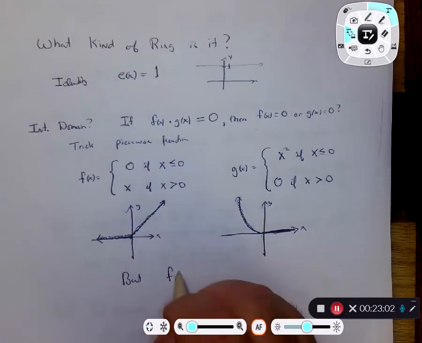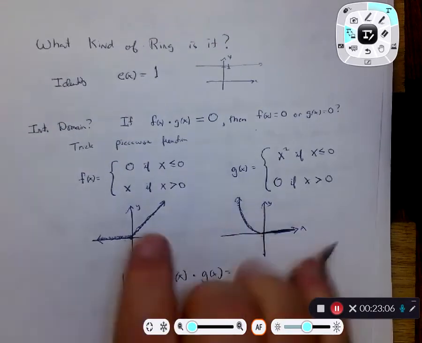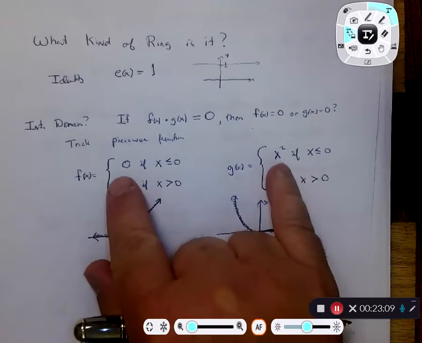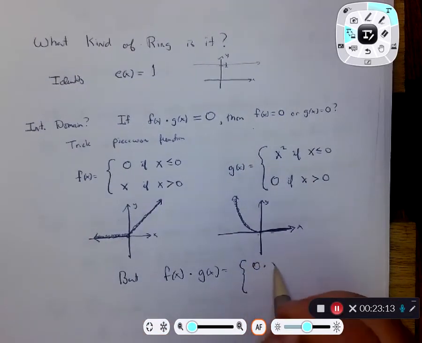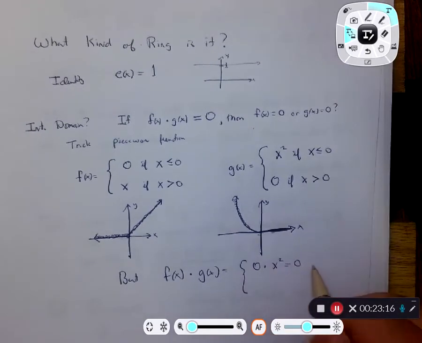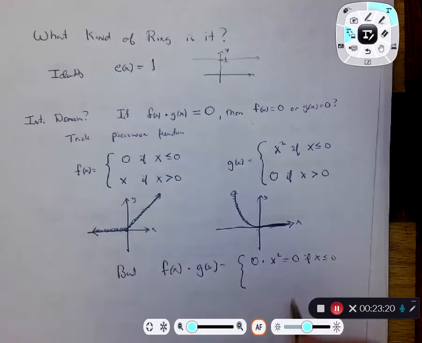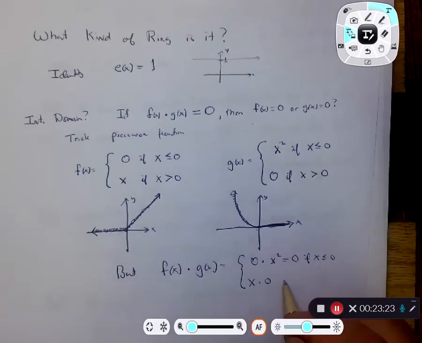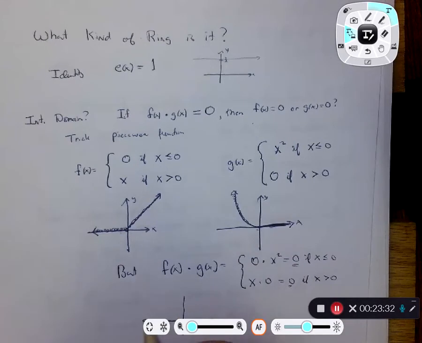But what would f of x times g of x be equal to? When you multiply, because my domains match up, you just multiply the functions. You end up getting 0 times x squared, which clearly is 0 if x is less than or equal to 0, and you get x times 0, which is equal to 0 if x is strictly greater than 0. So either way, you get 0, so the result is the 0 function.